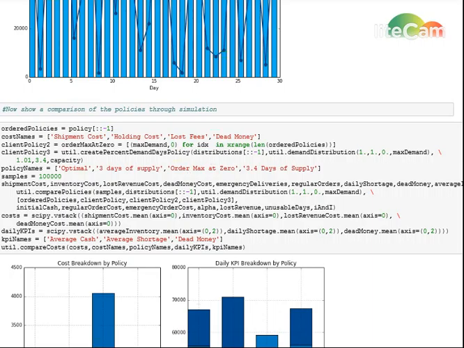With the benefit of hindsight, I created a policy that almost matched the optimal policy in terms of average cash levels, average dead money, and average shortage. I simulated the policies over a 30-day period 100,000 times. The results are in the final chart.